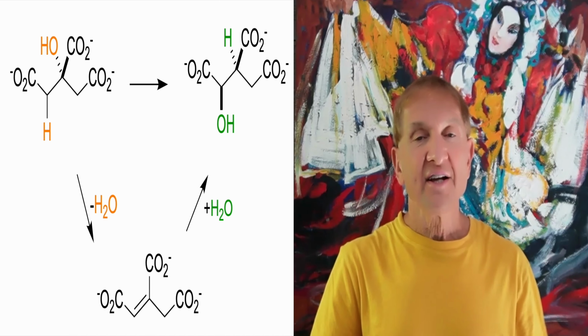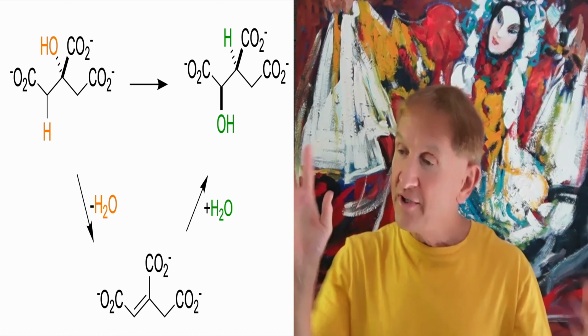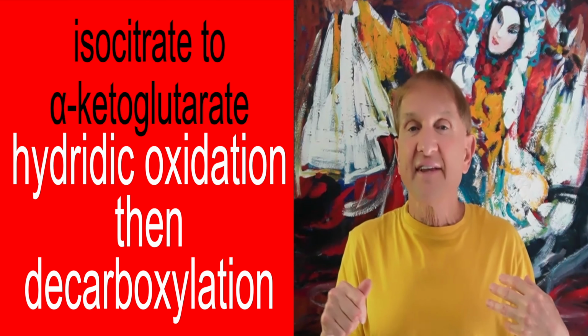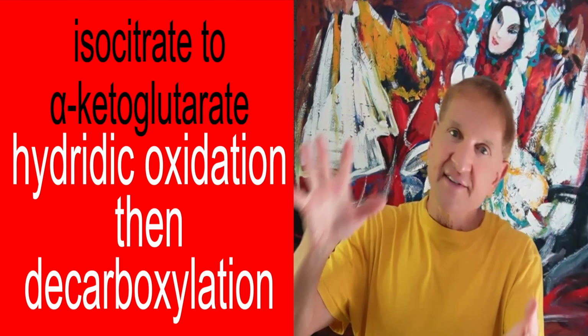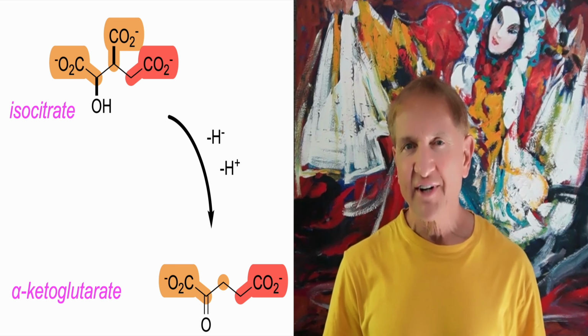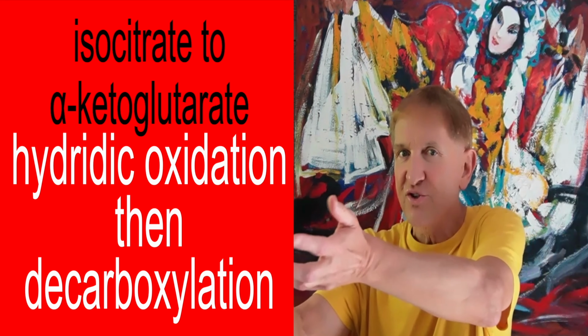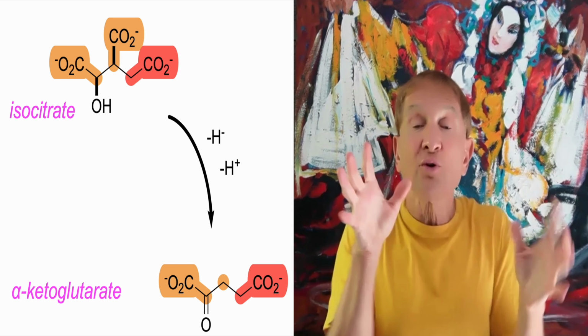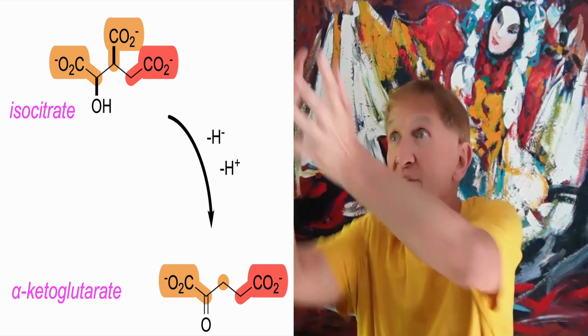Let's represent that here as a dehydration and a rehydration and say no more about it. Isocitrate then, we've arrived at the second stop. The next one looks a bit more scary. We've got to take isocitrate to alpha ketoglutarate. And you'll note in this transformation, we give out CO2.